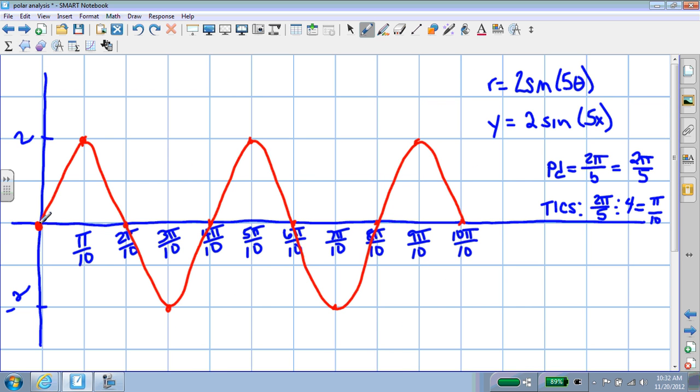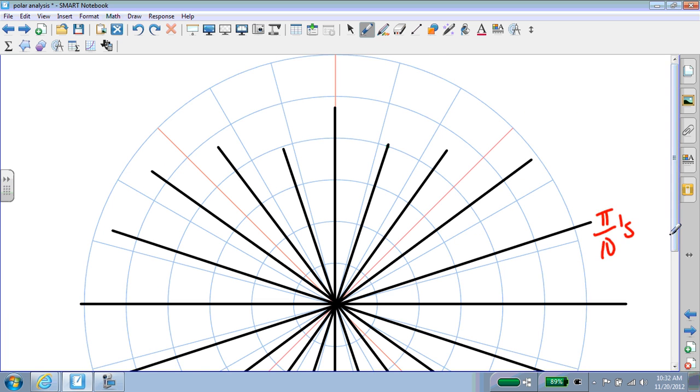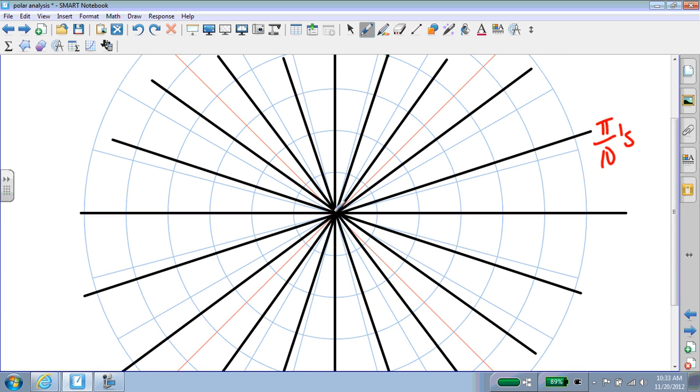Okay, so at 0, I'm at 0. At pi over 10, I'm at 2. And at 2 pi over 10, I'm back at 0. In between there, the radius increased and then decreased. Okay. So at 0, I'm at 0. But at pi over 10, I'm at 2. And at 2 pi over 10, I'm back at 0. So somehow the radius got bigger and then smaller pretty quickly.